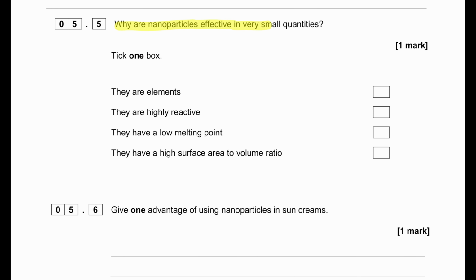Why are nanoparticles effective in very small quantities? Nanoparticles have a very large surface area, so they can be spread over a very large amount of area. So the answer will be they have a high surface area to volume ratio.